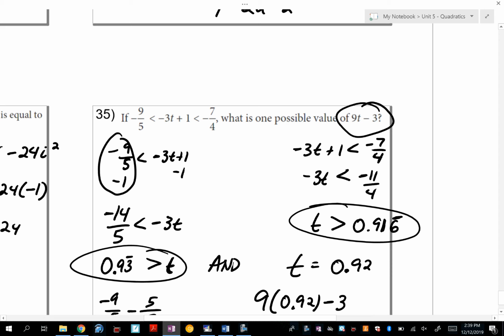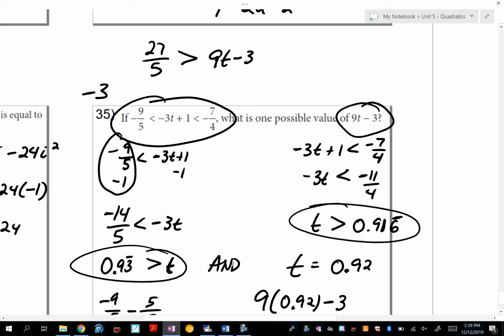Well, you'll decide. So what I noticed at first, I figured I'd do this way to show you you can do the long way. But you see in the middle, and you see this over here? If you take this and multiply it by negative 3, you get that. So if you multiply everything in here by negative 3, watch. So you get positive 27 fifths is greater than 9t minus 3, and that is greater than positive 21 fourths.